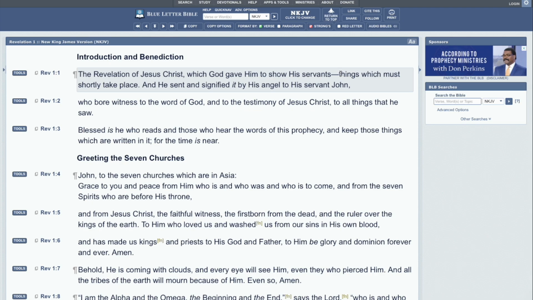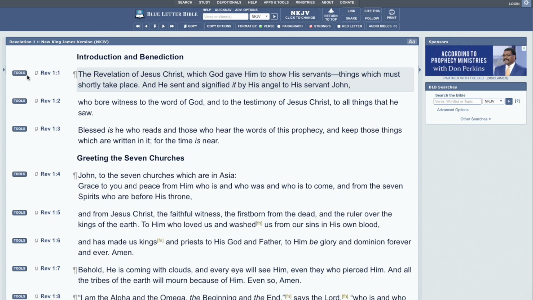But the way around that is they say, no. What that means is, when it says shortly take place, it may not start happening for thousands and 10,000 years, but when it does happen, it happens quickly. Okay, so somebody's wrong here. Either this means it's going to happen shortly after the book was written, or it means it happens really quickly once it starts happening. Now, which one is it?